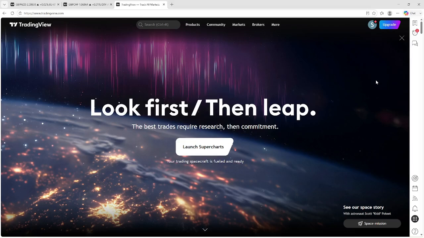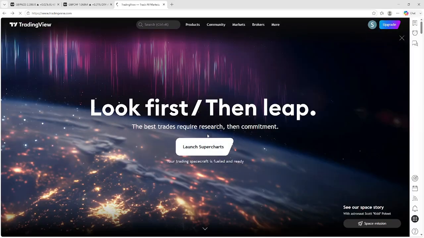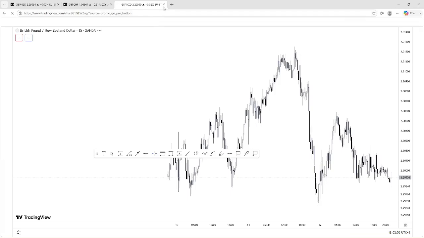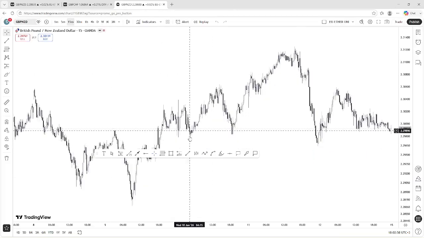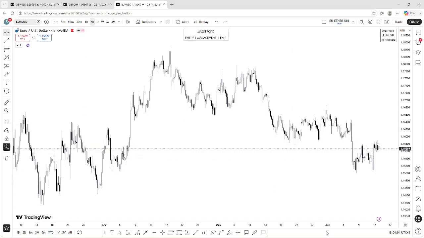Once it takes you to this area, you will sign up, and once you sign up, you find this page. Now we are going to launch the super charts. It is very simple to use this platform. This is what you get when we talk about candlestick price action.